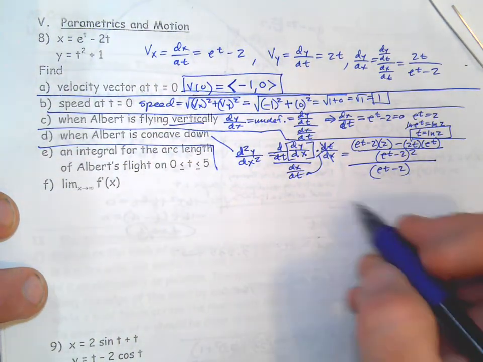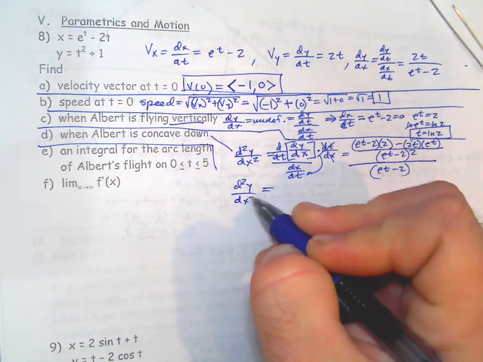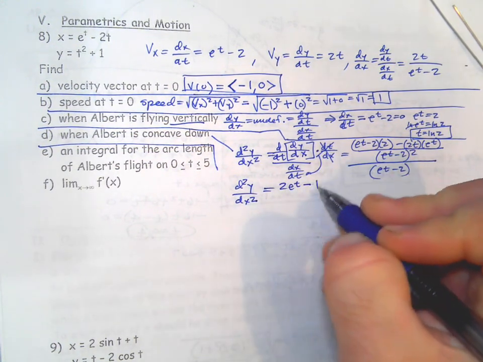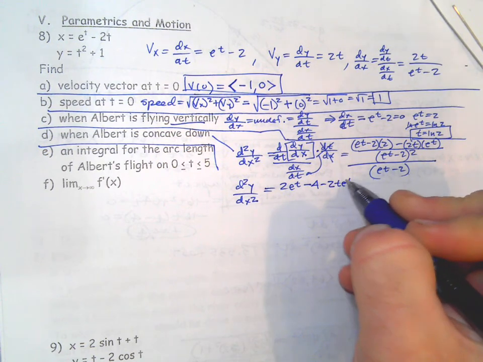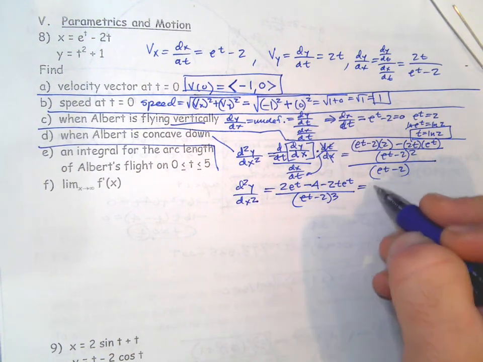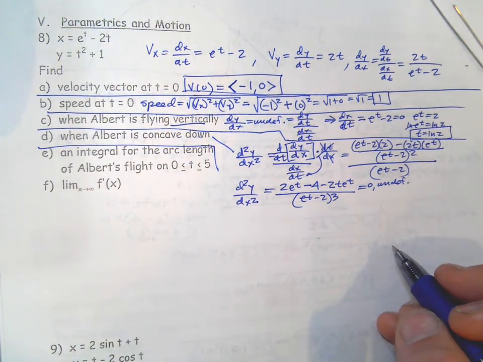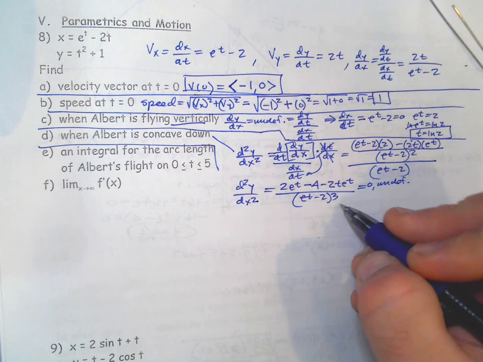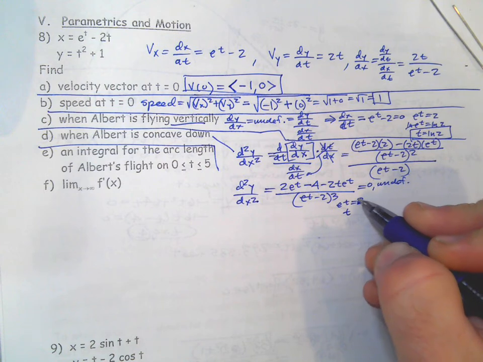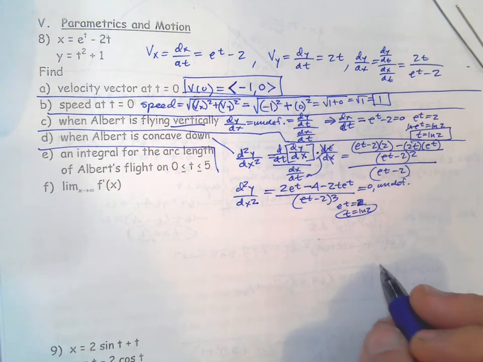Breaking up the work. If we simplify it, you can have 2e to the t minus 4 minus 2t e to the t all over e to the t minus 2 cubed. And we're going to set it equal to 0 or undefined to find where the concavity might change, and then probably do a line check. Now, the one on the bottom is going to be when e to the t minus 2 equals 0. So t equals natural log of 2 is a place where we need to put on the number line.